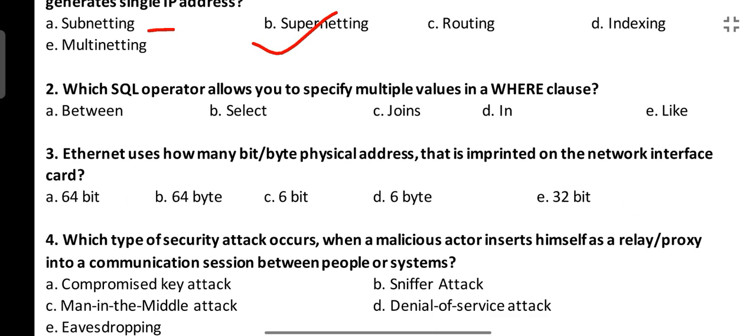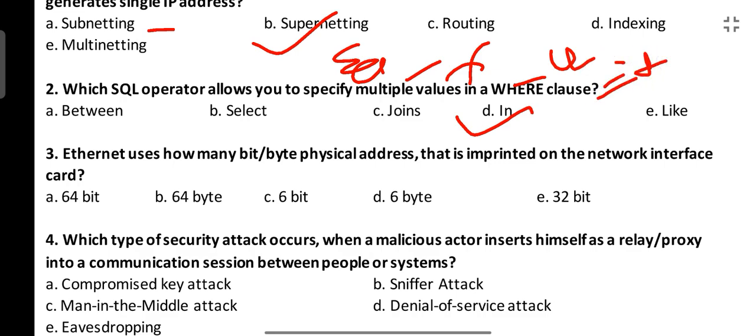Next is, which SQL operator allows you to specify multiple values in a where clause? In a where clause, whenever we have to apply multiple values, the operator we use is IN. How do we write the query? Like select column names from table name where column name is equal to some value. Let's say is equal to 1. Whenever we want to check, we just give where column name is equal to 1. But when we need to check whether the column name is equal to 1, 3, 5, 7, 9, at that time we specify IN: where column name IN, in brackets, 1, 3, 5, 7, 9. I hope it is clear.